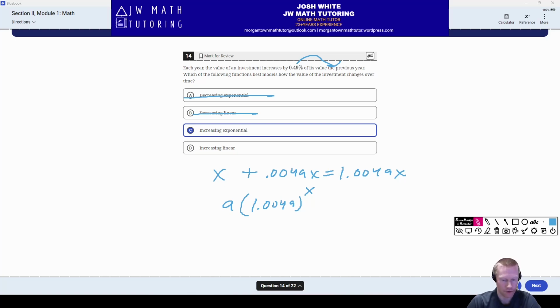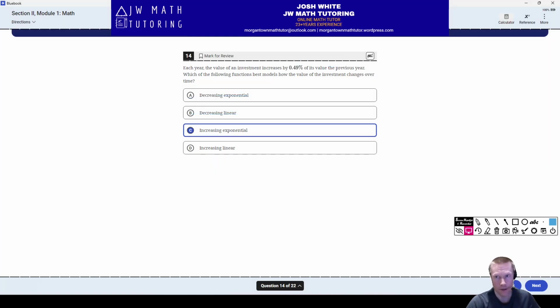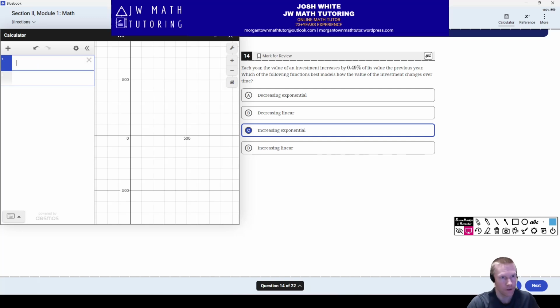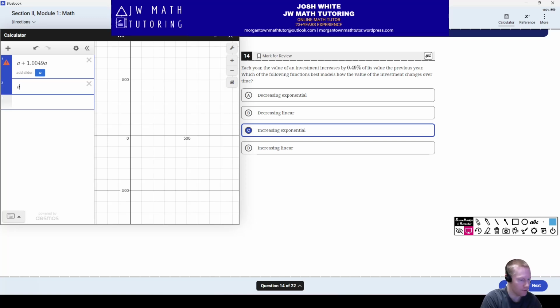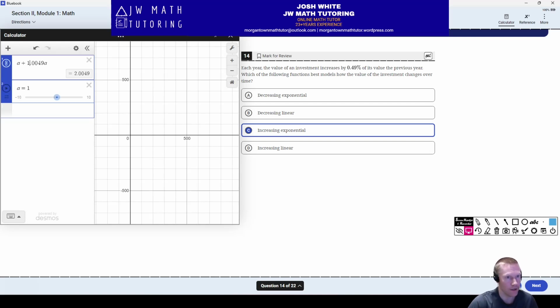And what you could also do is go to the calculator in Desmos. Okay, so I'm going to say a equals 1. All right, there we go. So I start at 1 and I get 1.0049. Then I'm going to just add on to that.